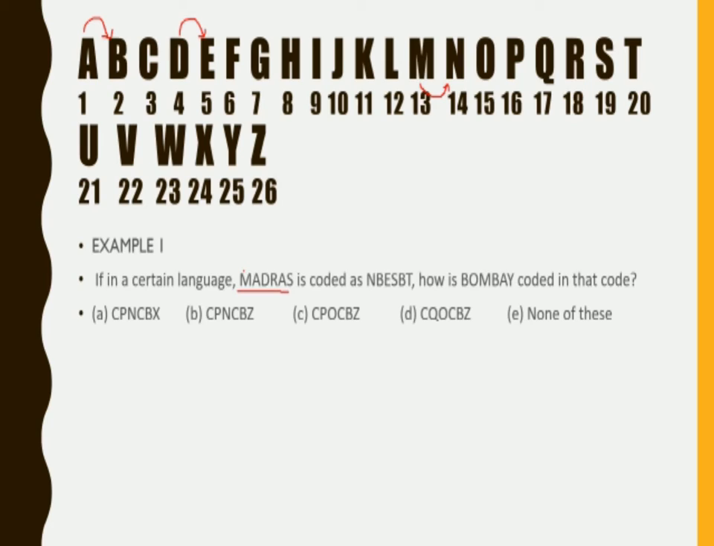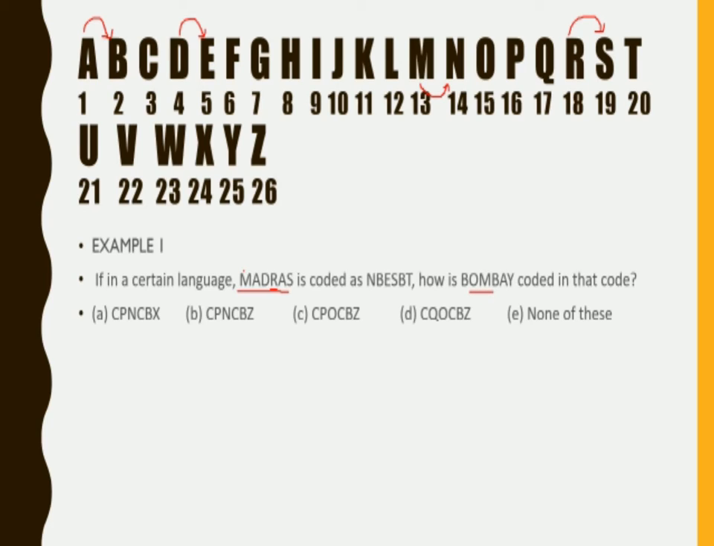So let us confirm it. R is coded as S. Yes. So now let's look at how Bombay gets coded.